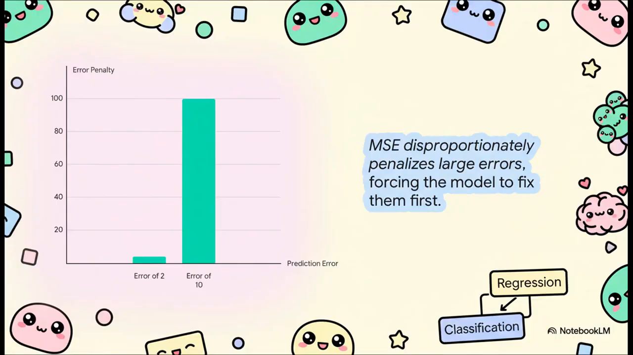Just look at this. If our model's off by 2, the squared error is 4. Okay, but if it's off by 10, the squared error isn't 10, it's not even 20, it skyrockets to 100. This huge out-of-proportion penalty means the model becomes absolutely obsessed with fixing its biggest, most embarrassing mistakes first.